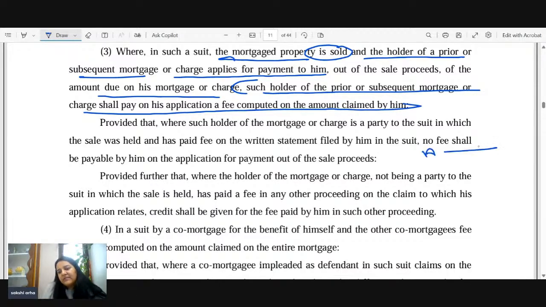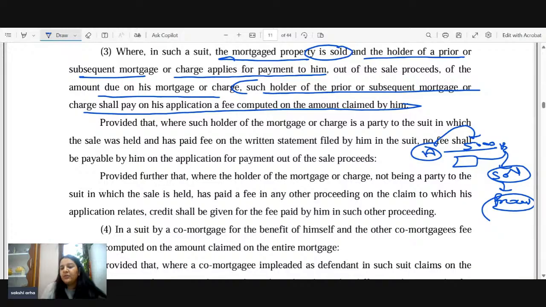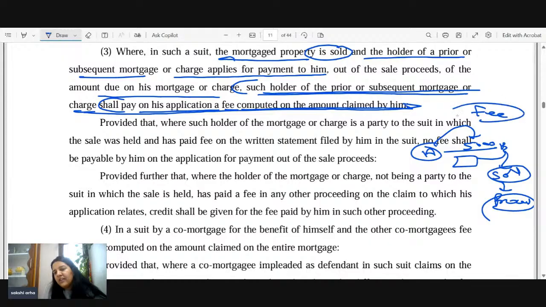Suppose A gave rupees 5,000 to B, for which B has mortgaged the property. Now what B did, he sold the property. वो property को sell कर देता है. Okay, B sold the property and A is filing a suit to claim this money. In this suit, he is claiming money out of the proceeds of sale. ये property sell करके जो पैसा मिला है आप मुझसे उसमें से मुझे payment कर दो. Okay, तो such holder of prior or subsequent mortgage or charge shall pay on his application a fee computed on the amount claimed by him. Now fee कितना होगा? Fee will be according to the amount that is claimed by the person. Simple. Okay, even if the property is sold on a particular value, but fee just जो amount वो claim कर रहा है उतना ही होगा.